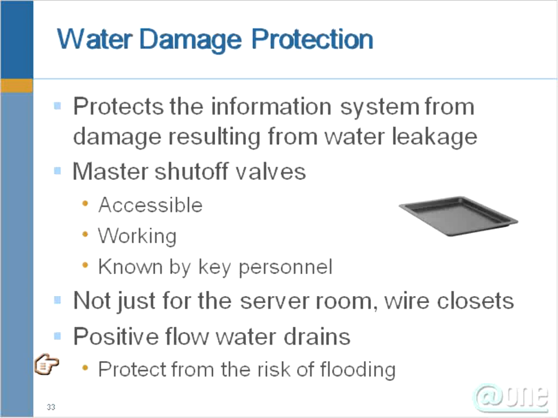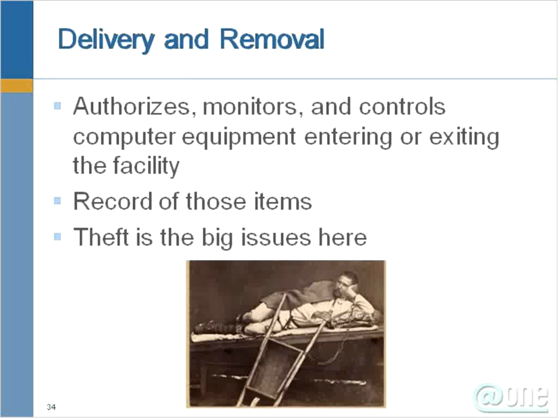Also, if you have drains, I have one client that has their server rooms in their basement. And what a positive flow drain is, water can only go out, not in. If you're below a water level or water table, you don't want water coming back up through the drain. Like it backs up, you don't want that. You want to make sure that it's positive flow. In other words, it only can go in one direction, only out.